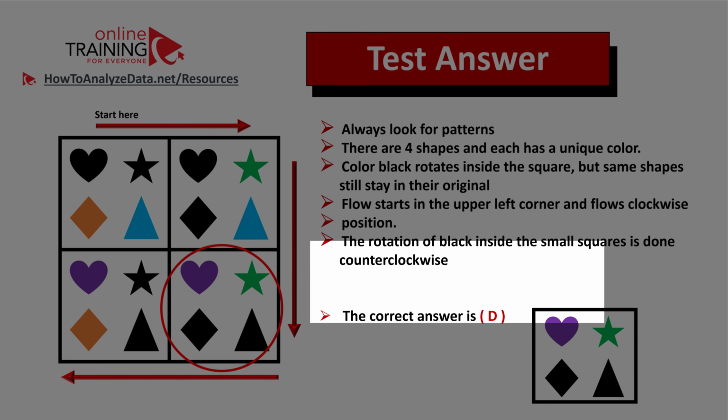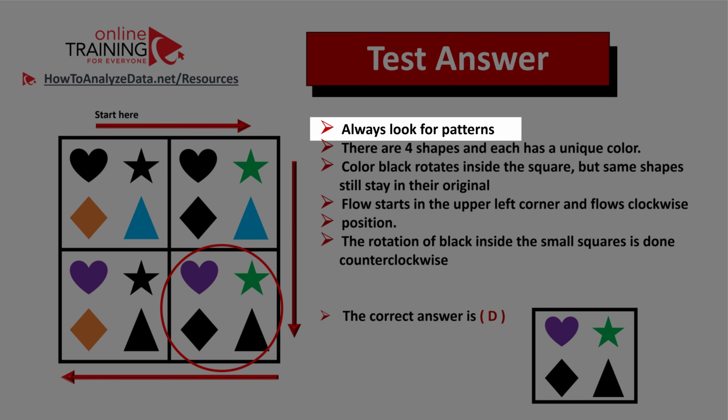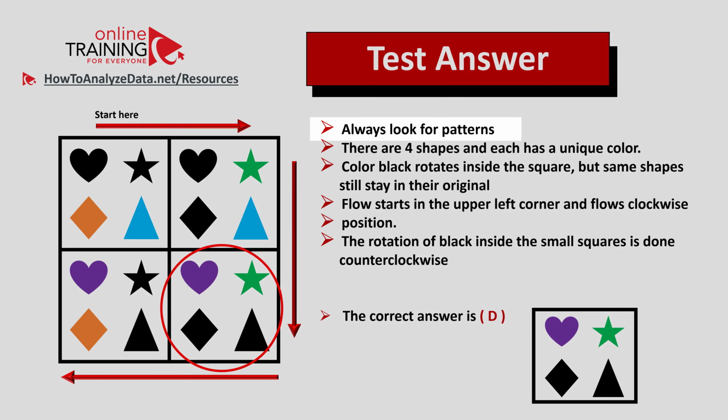Let's recap. Always look for patterns. In this case, there are 4 shapes, and each shape has a unique color. Color black rotates inside the square, but the same shapes stay in their original position. And the rotation inside the squares is done counterclockwise. So hopefully you've nailed this question and now know how to answer similar problems on the test.